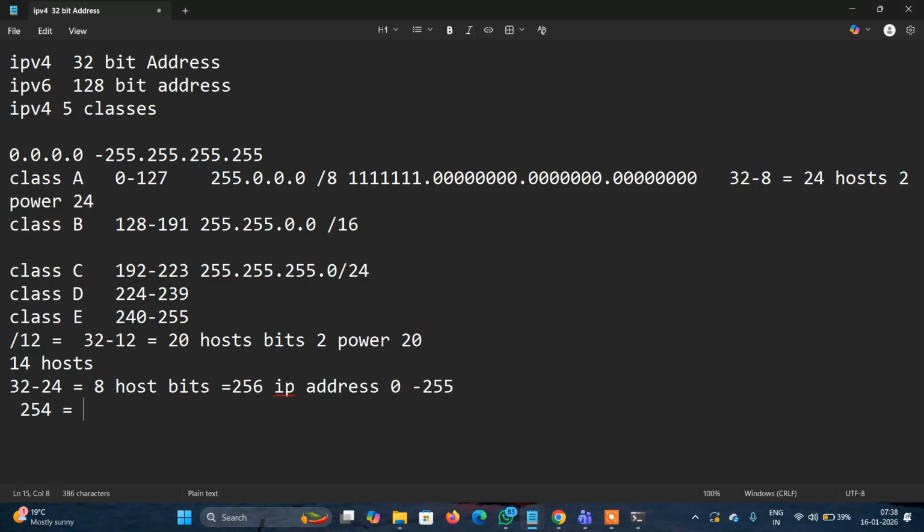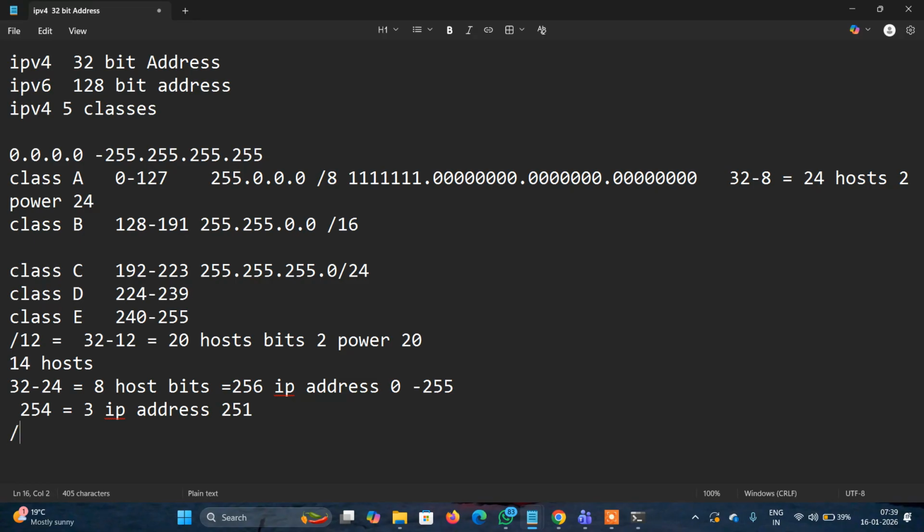In this one, AWS excludes again 3 IP addresses. How many IP addresses will be excluded? 3. Then how many IP addresses are left? 251.